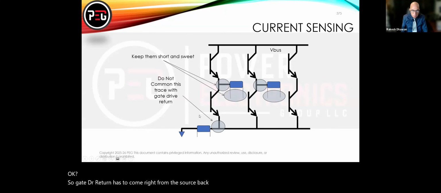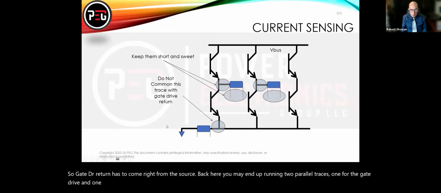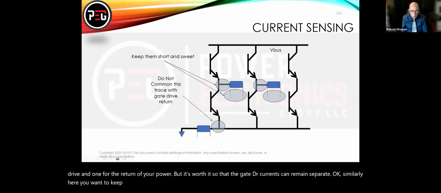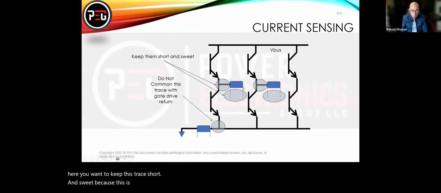You may end up running two parallel traces, one for the gate drive and one for the return of your power, but it's worth it so that the gate drive currents can remain separate. Similarly here, you want to keep this trace short and sweet because this is your current sensing, and you want to have no noise.